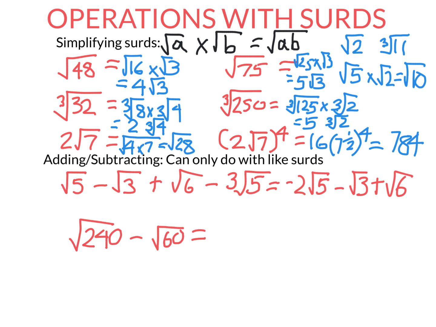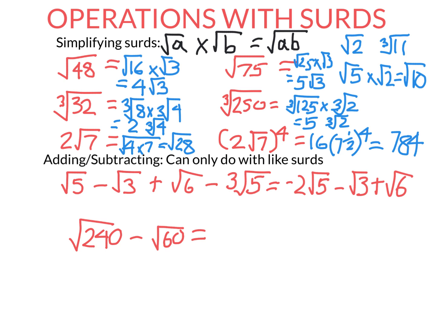Now, I said before there is one exception to it, and it's in questions like this. So root 240 and root 60 can actually be subtracted. You're probably thinking, what am I talking about? How are they like surds? Well, it turns out if I simplify each of them, they will be like surds.